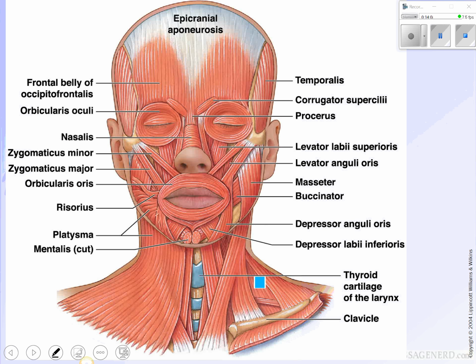And again, make sure you can name several of these muscles from a picture, and this could be a picture that is on there. So epicranial aponeurosis on top, frontal belly, temporalis, masseter, buccinator, of course, clavicle, thyroid cartilage. Make sure you can label that.